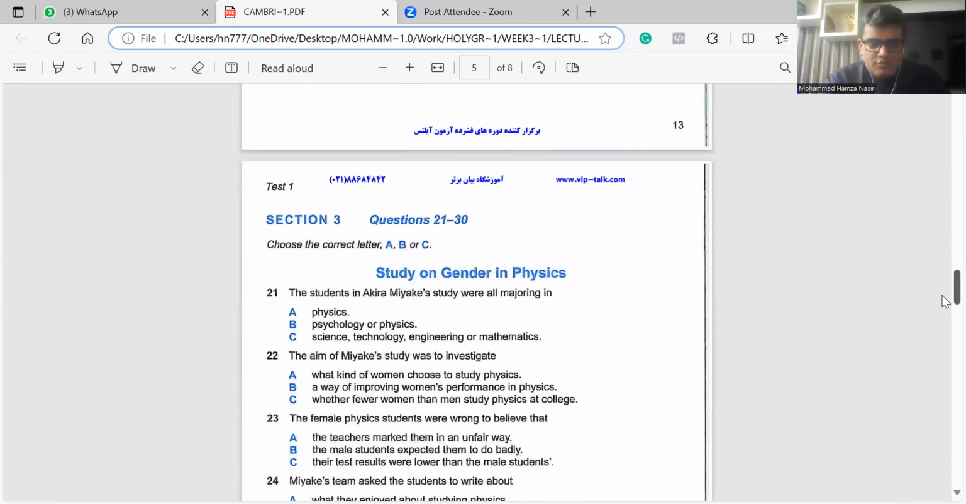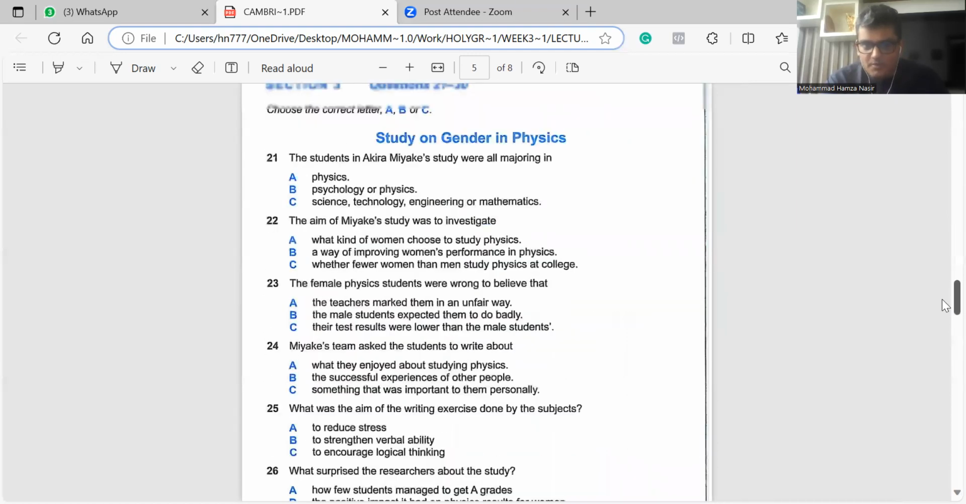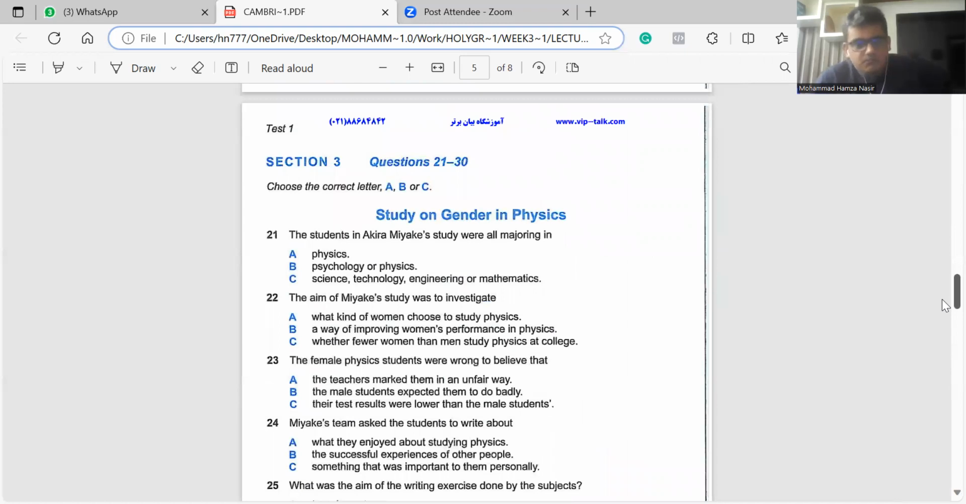Next we come to section 3, which has pretty much been a bone of contention for my students as far as I've observed in my years of teaching this test. So section 3 is an academic section. It is a technical discussion that involves multiple speakers. Could be 2 or it could be more. And this is generally where I feel that students lose the most marks.